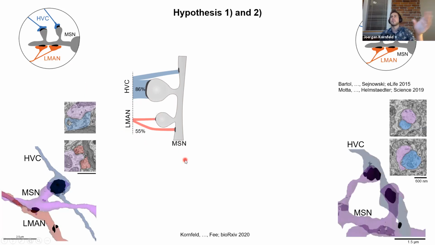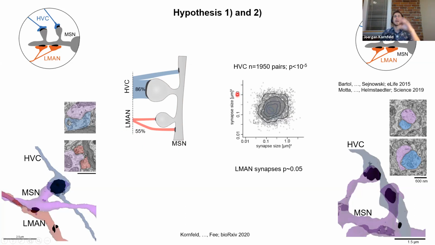And I could then directly test the next prediction as well, that synapses between the same axon and the same dendrite are correlated in size, but that this is the case especially for HVC, but not necessarily for Elman. And it turns out that there's a highly significant effect for HVC. It's relatively weak when you compare it, for example, to the same observations in hippocampus, which is interesting, but it's about a similar effect size as in barrel cortex.